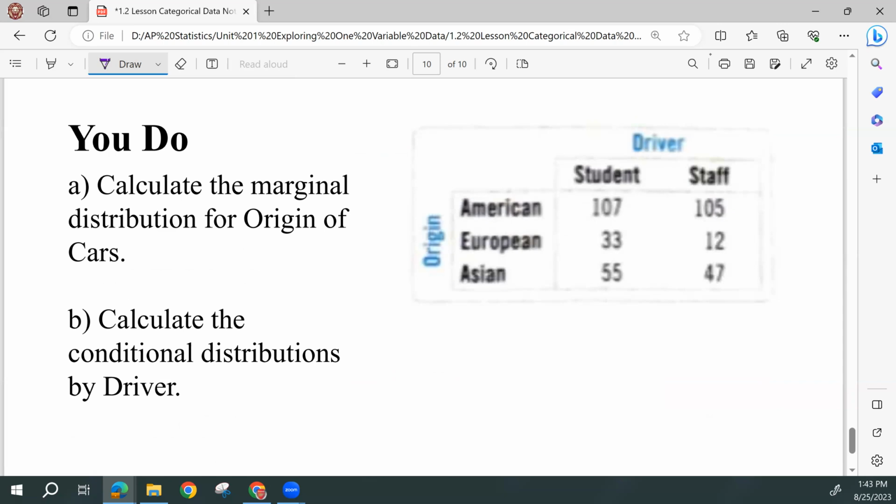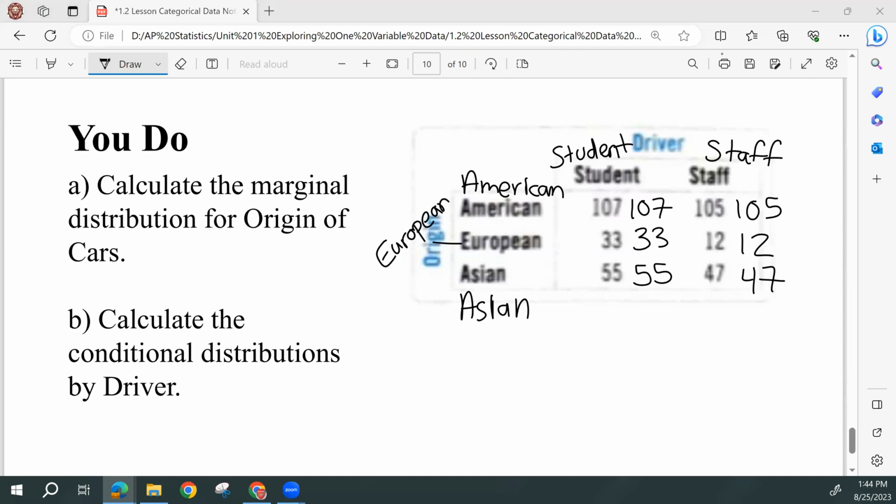So I want you to give this one a try. Let me pause real quick and rewrite these numbers in case they're blurry. So here we have some data from a parking lot at a school. We have the type of driver classified, whether that driver was a student or a staff member, and then the origin of the vehicle, whether it was American made, made in Europe, or an Asian made vehicle. And so what I'm asking you to do is to calculate the marginal distribution for the origin of cars and calculate the conditional distribution of the two types of drivers.